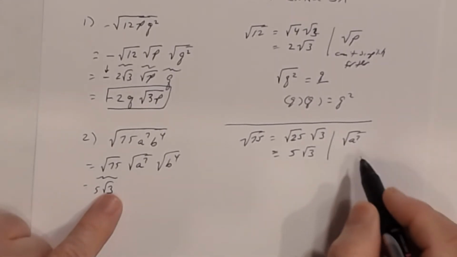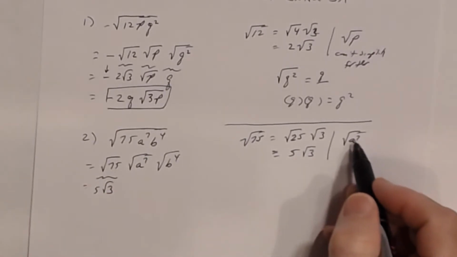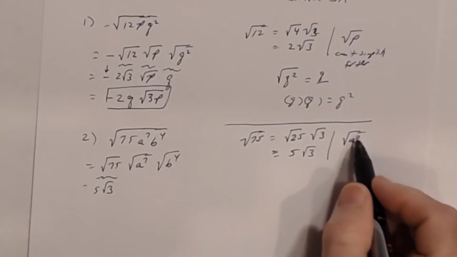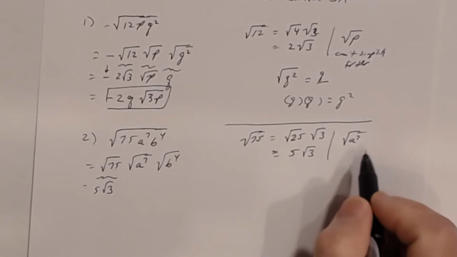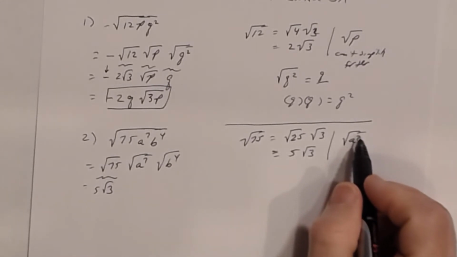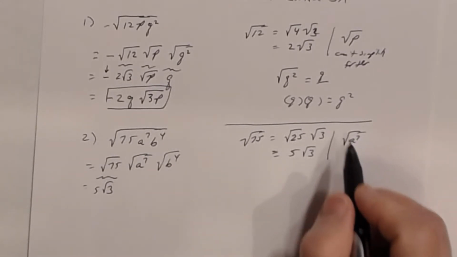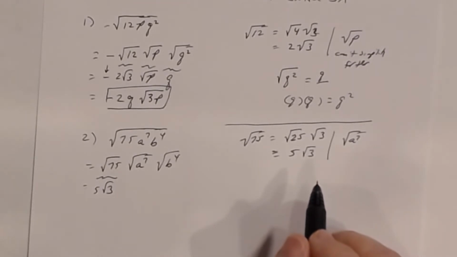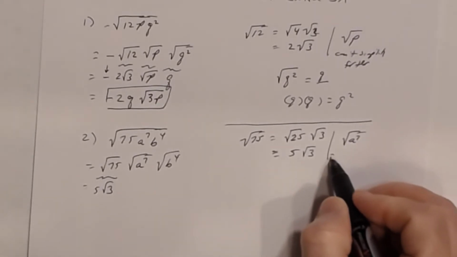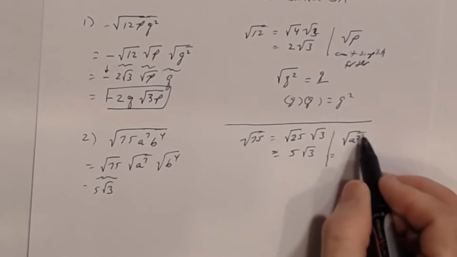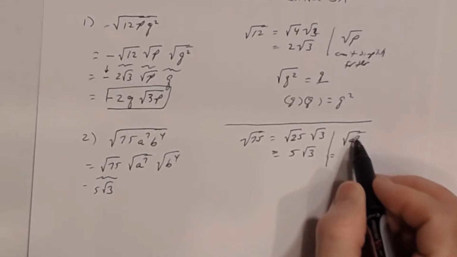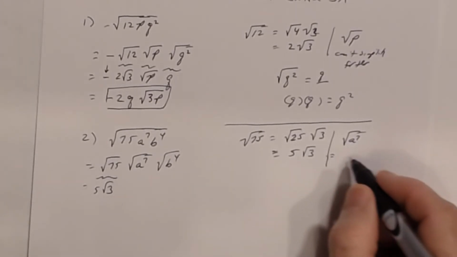Okay, so I can simplify this because the exponent is greater than or equal to the index. But this is not that easy because 7 is not divisible by 2. So remember how we're going to do this. You want to think about, well, what is the largest whole number less than 7 that's divisible by 2? And the answer is 6.